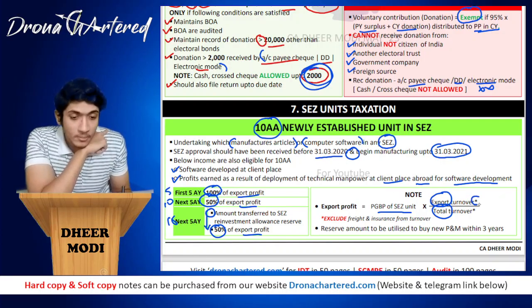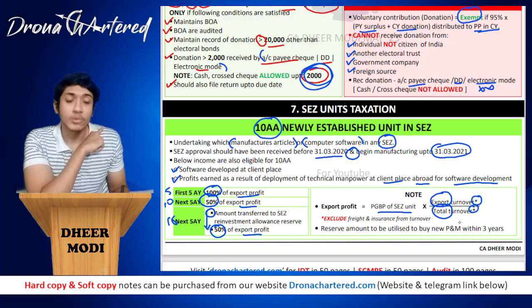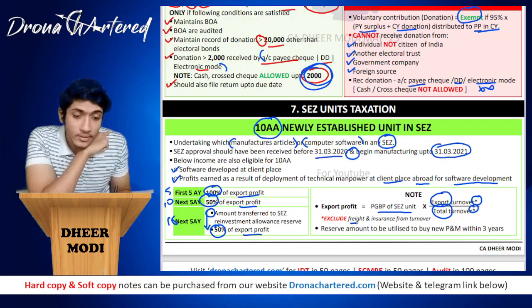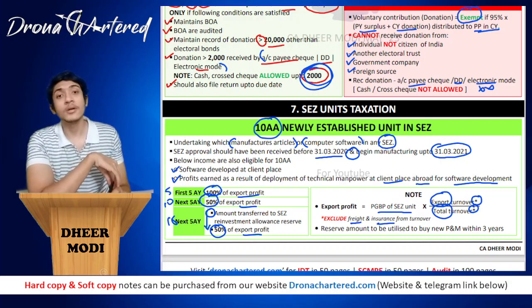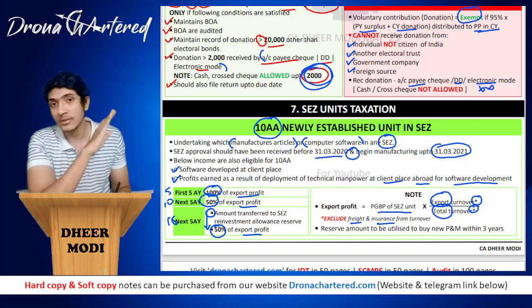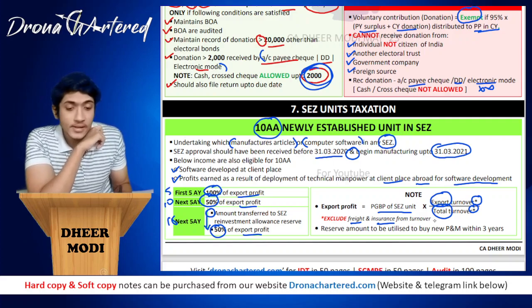Now what you have to remember is, I put an asterisk over here, and asterisk means you have to exclude any freight and insurance from turnover. Okay, so in both of these calculations you will not include any freight and insurance.